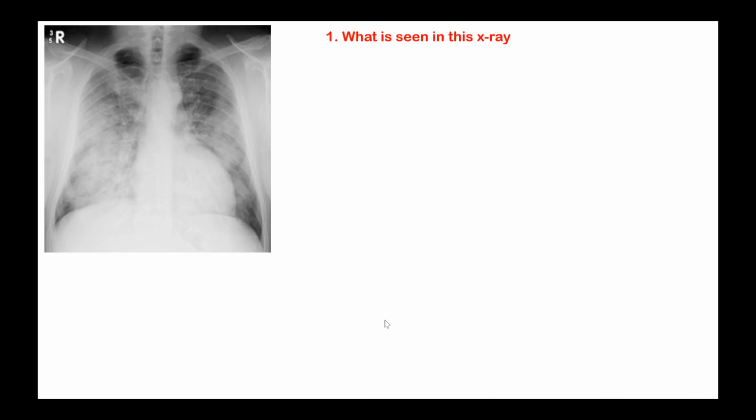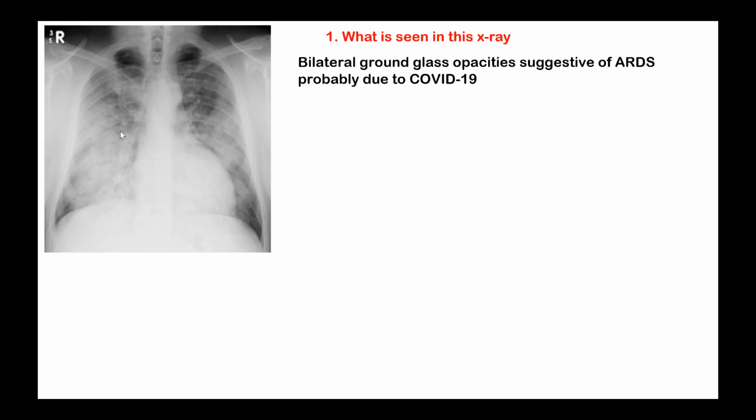What is seen in this X-ray? Bilateral infiltration. It's a chest X-ray PA view. Always start with that. The exam, chest X-ray PA view. Sir, bilateral ground glass opacity seen, probably due to COVID-19.